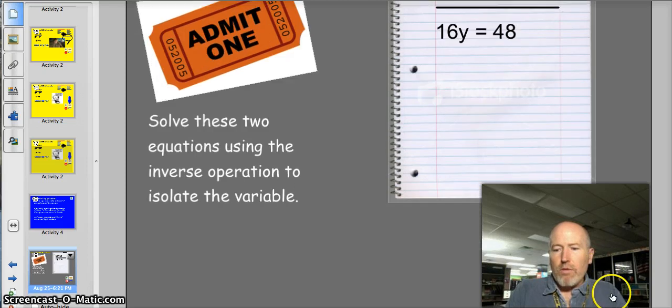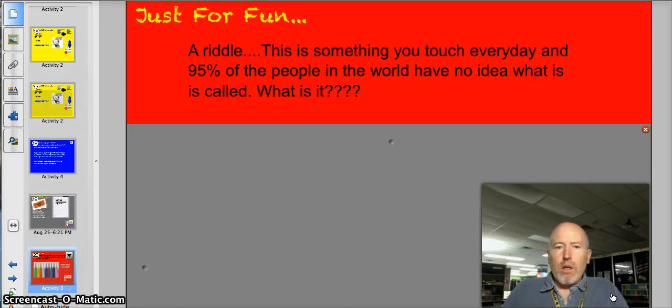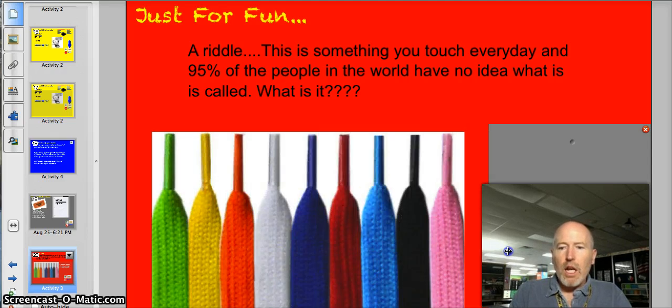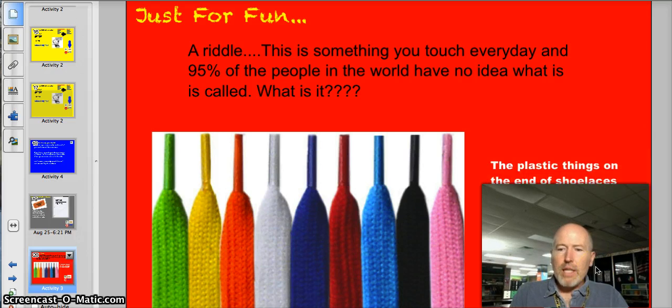All right, let's go to the just for fun question. See if we can solve that riddle. What is something that you touch every day and 95% of the people in the world have no idea what it is? Well, let's scroll across this way. It's a shoestring. Oh no. It's this little teeny guy out here on the end of the shoestring. Do you know what that's called? Well, here's a little trivia question you can ask your parents about that. Plastic things on the end of shoelaces are called aglets.